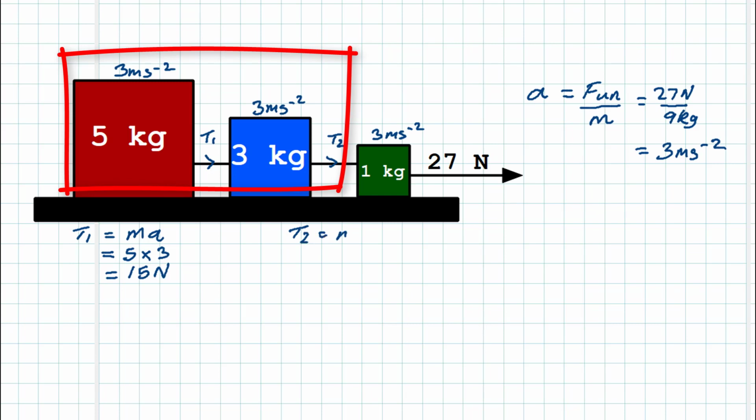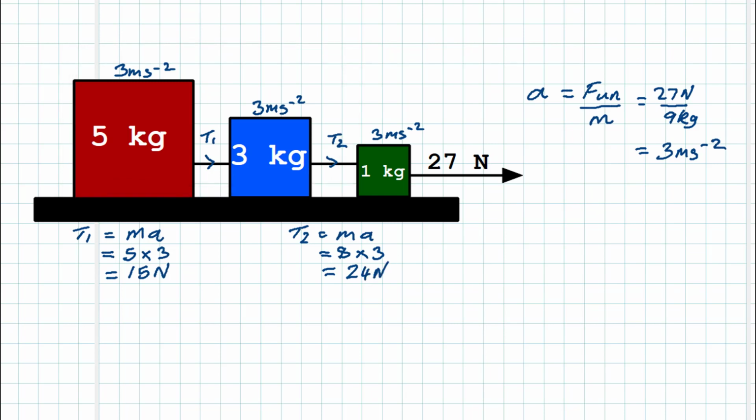is equal to the mass times acceleration, and the mass that's accelerating, be careful, is not 3 kilograms, it's all the mass behind it. 5 plus 3 is 8 kilograms, multiplied by the acceleration of 3 meters per second every second. We'll leave out the units. So therefore T2 must have a value of 24 newtons.